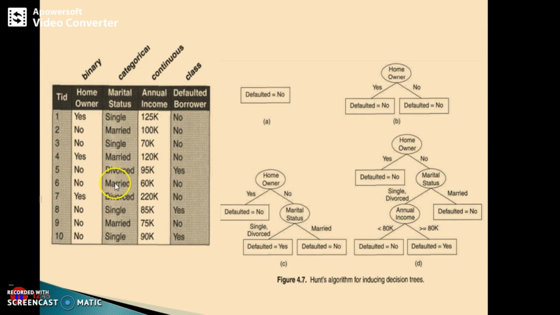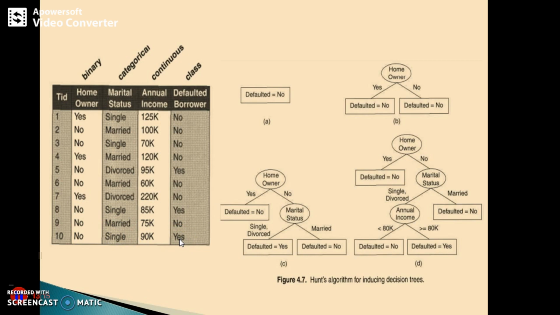Go to the next one. Can I consider this? No. The next one, homeowner is equal to yes, it is saying no, I'm not interested in this. Next one, homeowner is equal to no, single, and it is greater than 80k. Yes, I'm interested. It belongs to class yes. So the count became 2 for class yes. Go to the next one. Homeowner is no, but it is married. No, I'm not interested. The next one, homeowner is equal to no, single, and it is 90k, greater than 80k, yes. And it belongs to class yes.